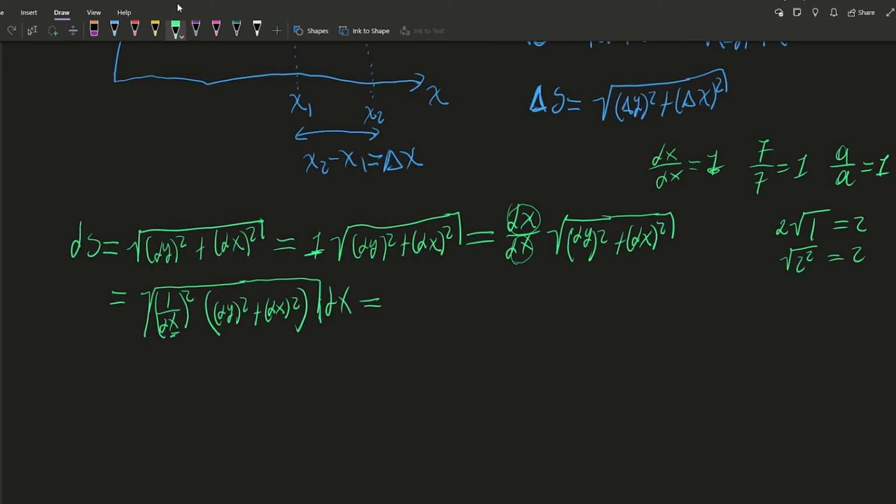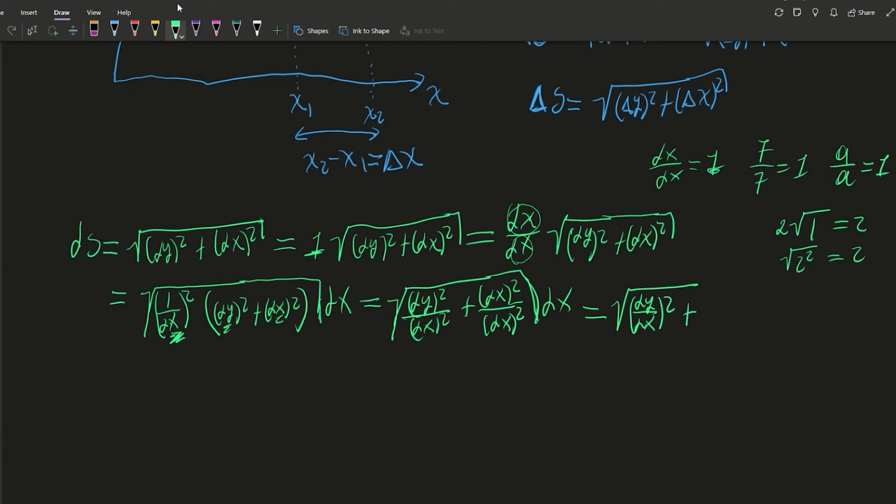And so now I have this, and it will become dy squared divided by dx squared plus dx squared divided by dx squared. And there is the dx outside. I just distributed this dx among these ones, and so we're left with the square root of, and the other thing is I can pull out this dx from both the bottom and the top, and that just becomes (dy/dx) squared plus 1, dx. There we go.